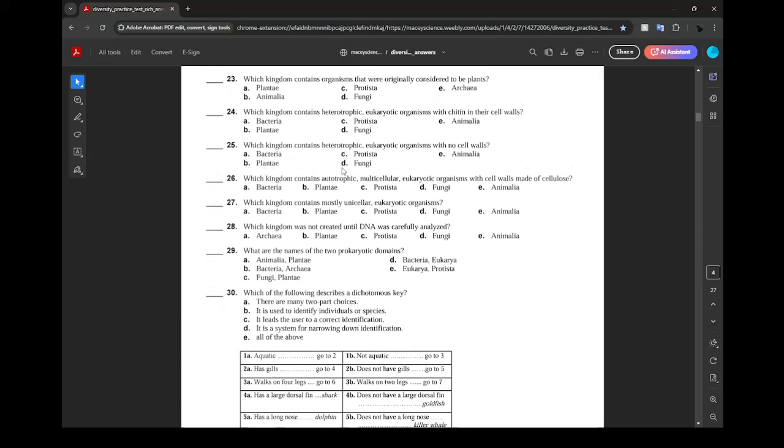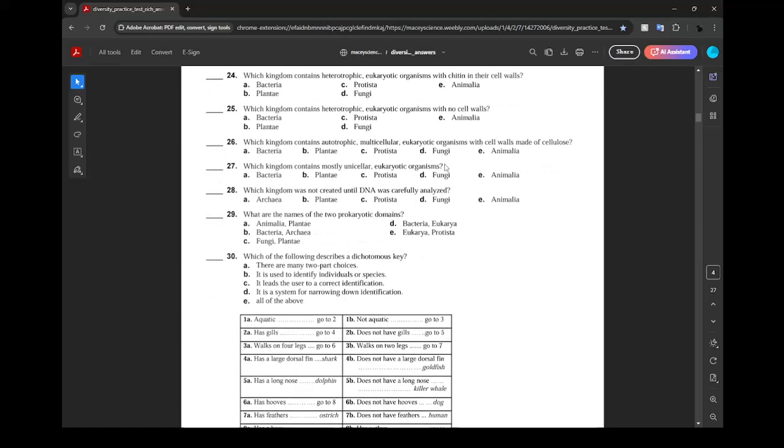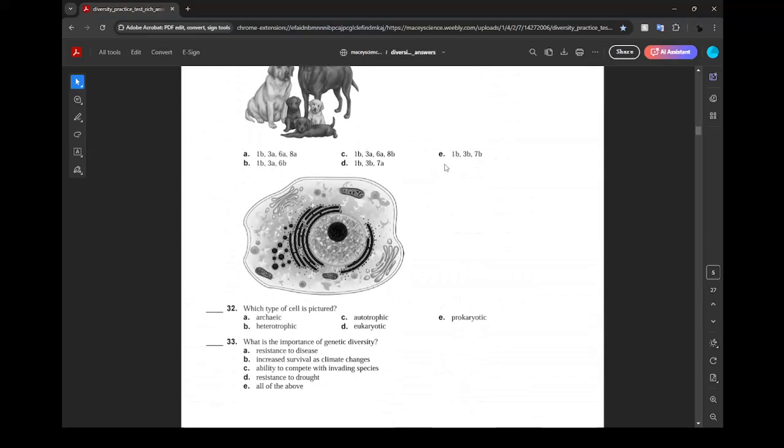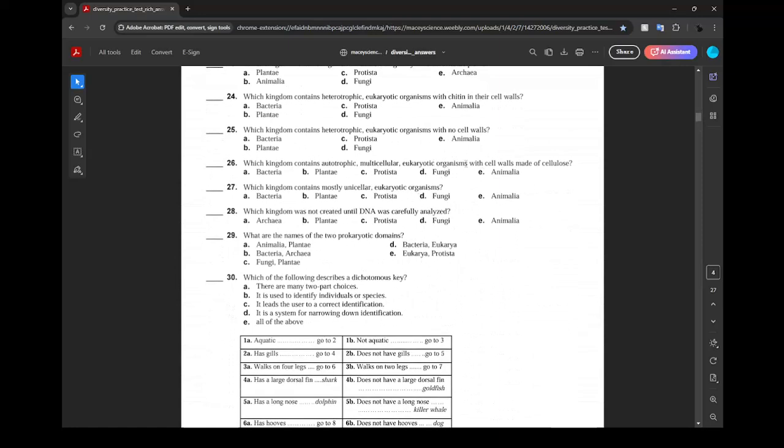Which kingdoms have heterotrophic with no cell walls? No cell walls. Animals. I think we should know this from grade 10. Even if we drag a grade 10 on this test, you should be able to do this. Alright, we're gonna finish this page and then I'm gonna go on to the short answers because this is so easy and I'm sure everybody should be able to do this.